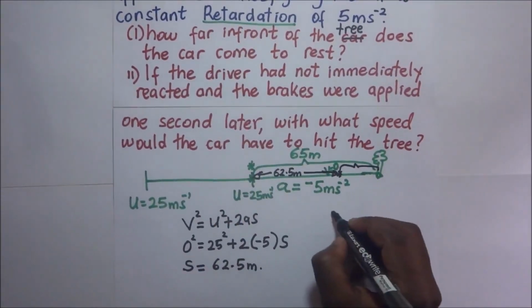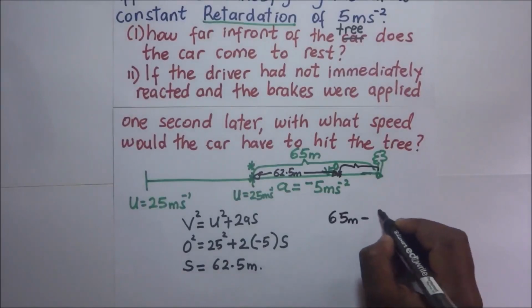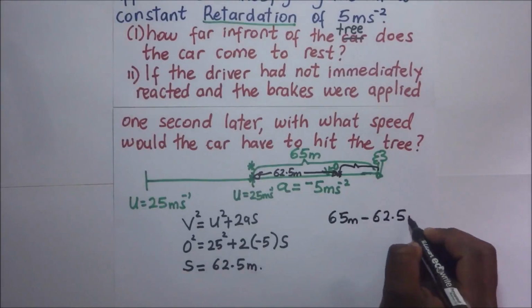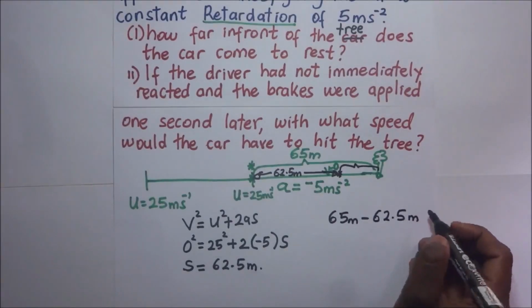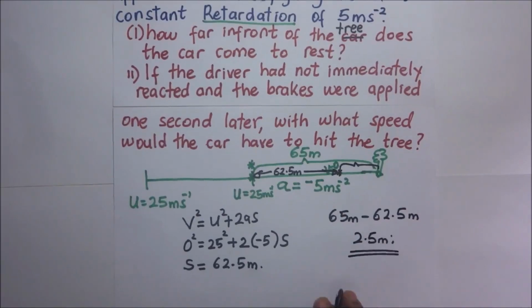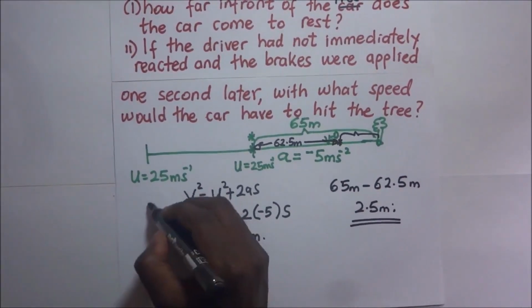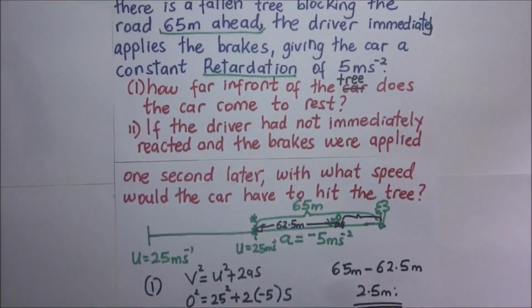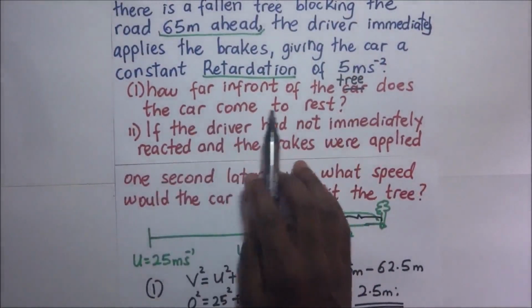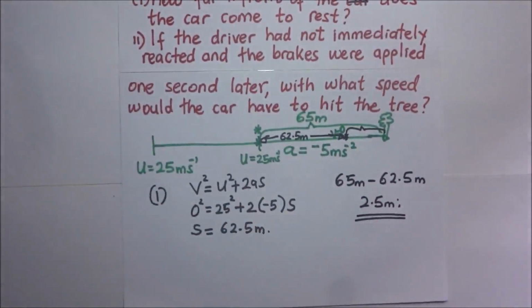So it's going to be 65 meters minus 62.5 meters, and definitely our answer is going to be 2.5 meters. So for Roman 1, how far does he come to rest in front of the tree? The answer is 2.5 meters.